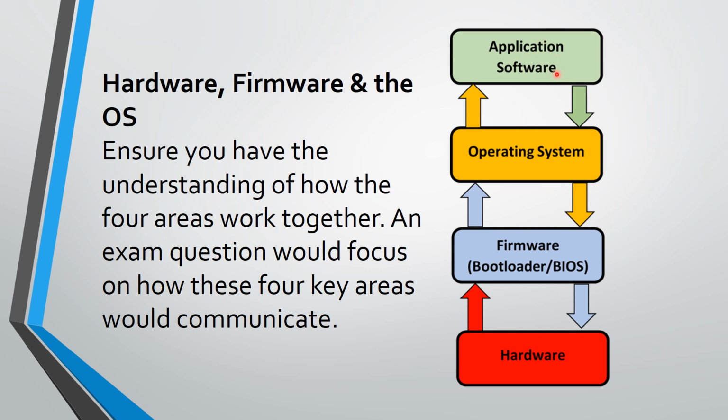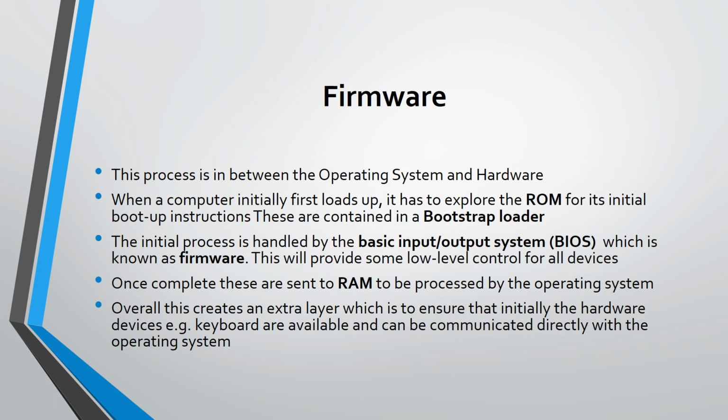Application software will communicate with the operating system, and application software will never communicate with the hardware directly. The same goes for the hardware to the application. So there is always a bridge between application software and hardware, which is the operating system. Firmware: this process is in between the operating system and the hardware.